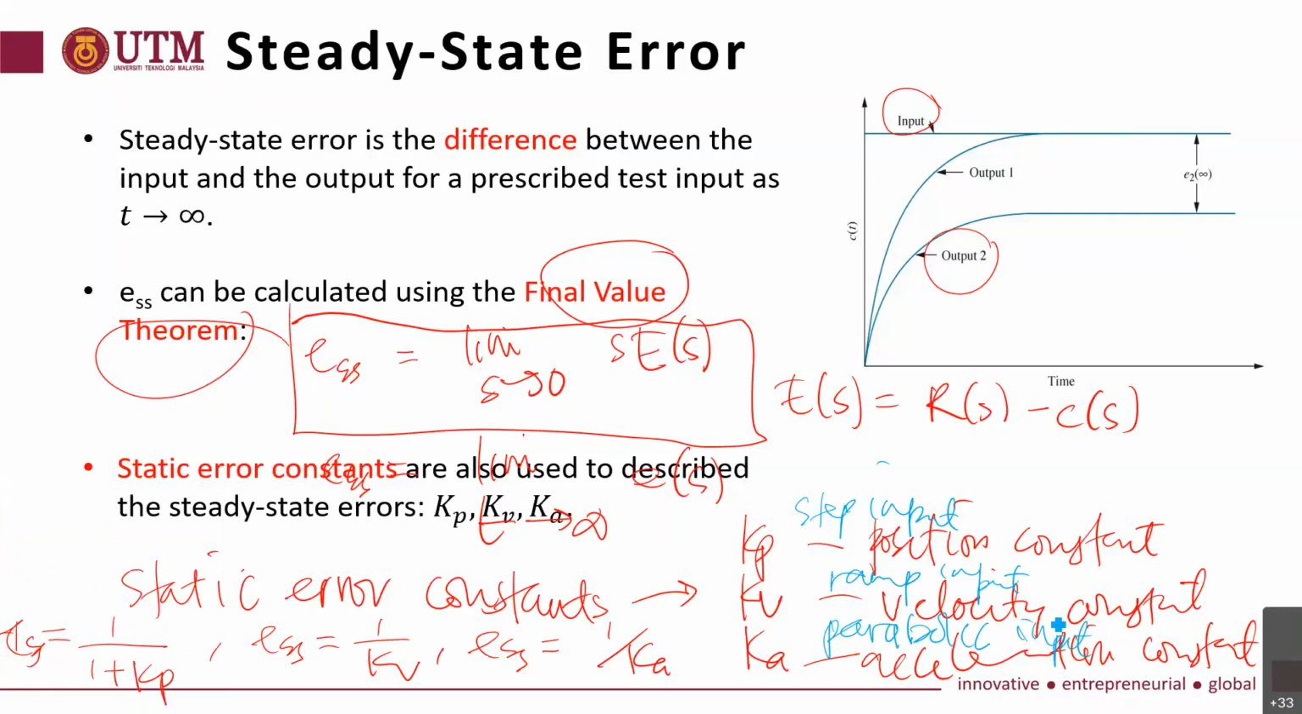Okay, please revise steady state error. They are important. It is used in designing controllers as V1, error equal to 0. So we have to design PID controller so that error becomes 0.